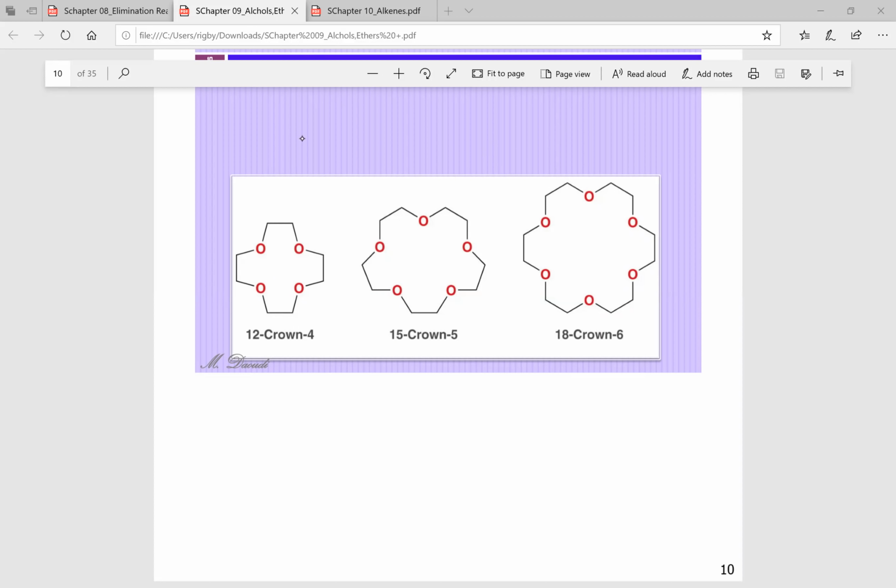And to name these things, essentially you have the general anatomy of the name, X crown Y, where X is the total number of atoms in the crown, Y is the total number of oxygens in the crown. So if we take this first example here, we can see that we have 1, 2, 3, 4, 5, 6, 7, 8, 9, 10, 11, 12. That's where the 12 comes from. And then we have 1, 2, 3, 4 oxygens. That's where the 4 comes from. And so on with all of these, okay? So crown ethers, they look scary, but they're really easy to name, especially compared to some other stuff.